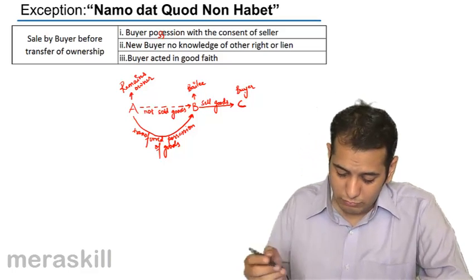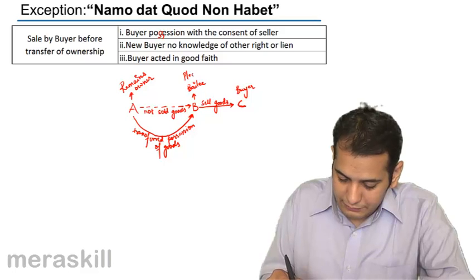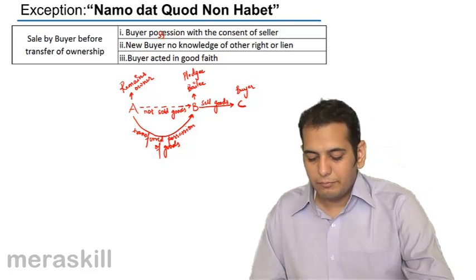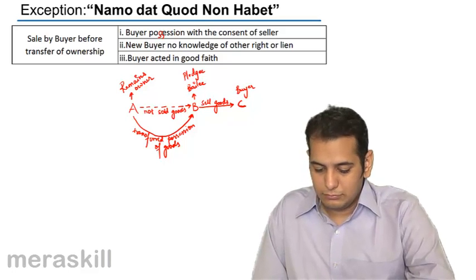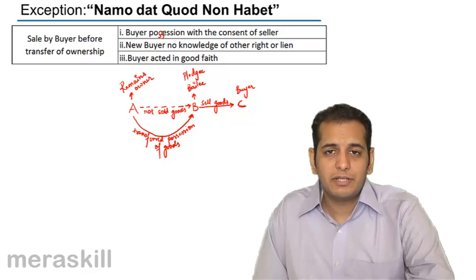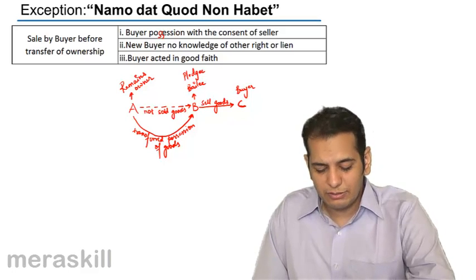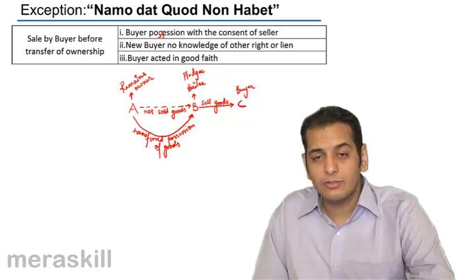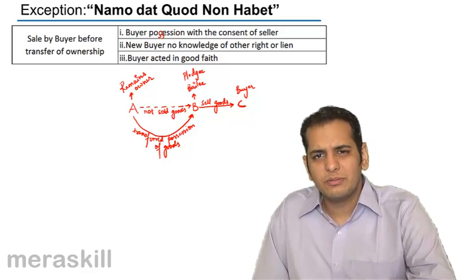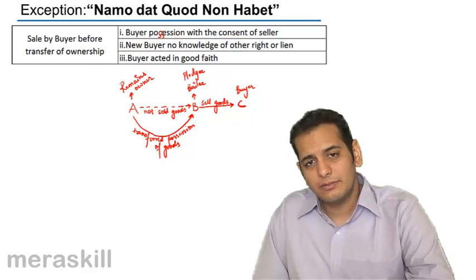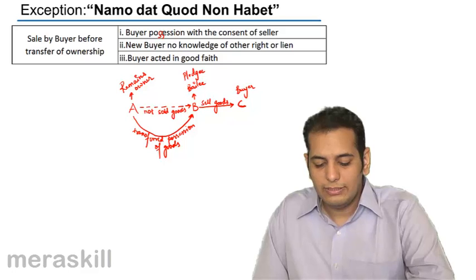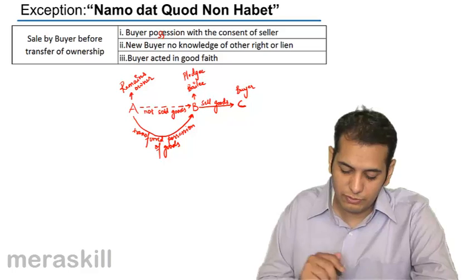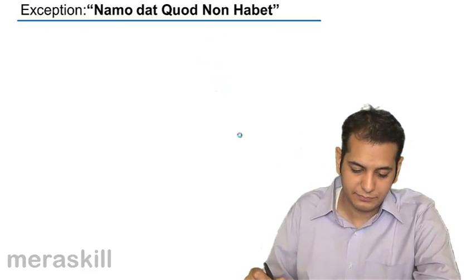Okay. It is quite possible that B would be the pledgee here. He would have taken goods as security. He would have given some loan to A and taken the goods as security. So he becomes the pledgee. And then he would have sold the goods to C. The sale will be valid only if C has acted in good faith. He does not have the knowledge of the transaction between A and B.